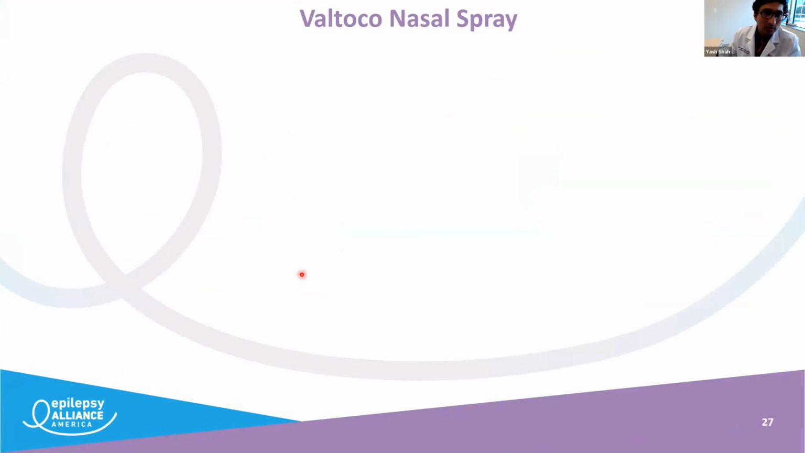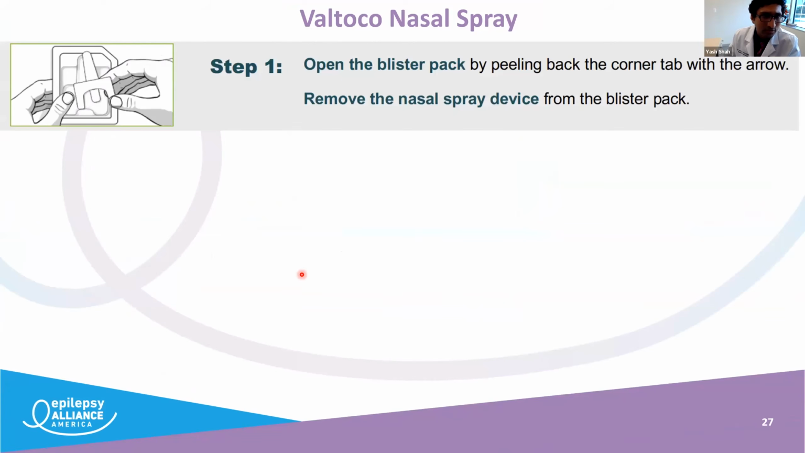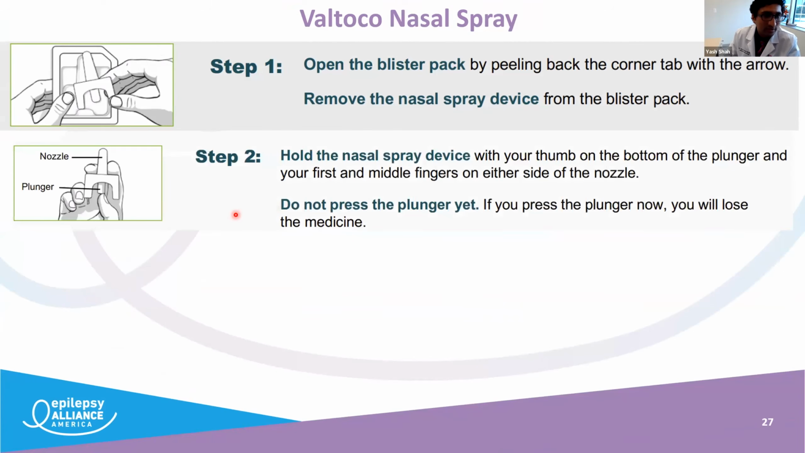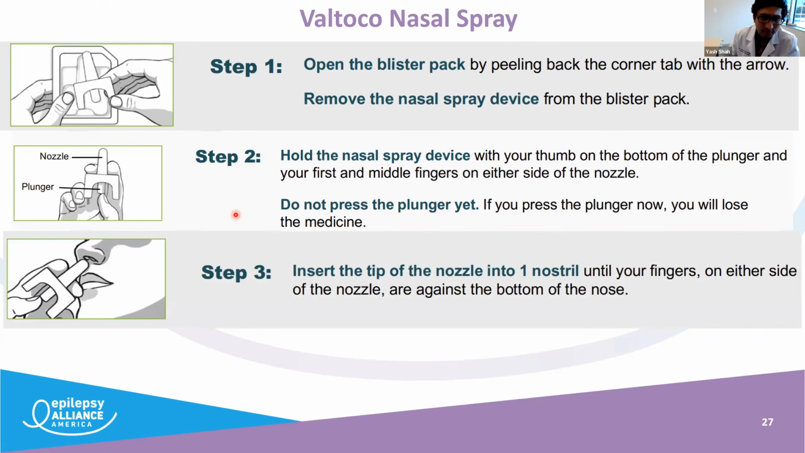So now let's discuss Valtoco. It's much easier to administer Valtoco compared to the 12 steps that we discussed for rectal diazepam. This only has 4 steps. Step 1 is you remove the blister pack by peeling back the corner tab with the arrow, and then remove the nasal spray device from the blister pack. The next step is that you hold the nasal spray device with your thumb on the bottom of the plunger, and your first and middle fingers on either side of the nozzle, and do not press the plunger till you put the nozzle into the first nostril.